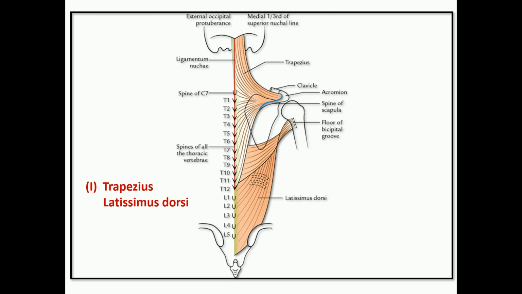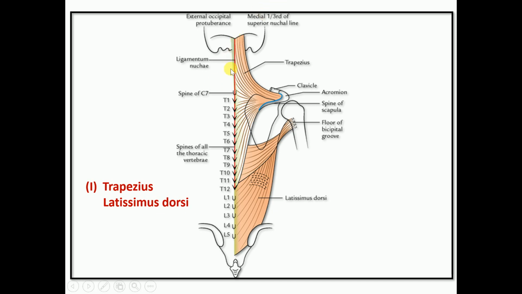Now the muscles of the entire back can be grouped into four layers from superficial to deeper plane. The first layer contains, from above, the trapezius muscle, and from below, the latissimus dorsi. Both muscles you already learned in the upper limb. So we just go through the superficial aspect.